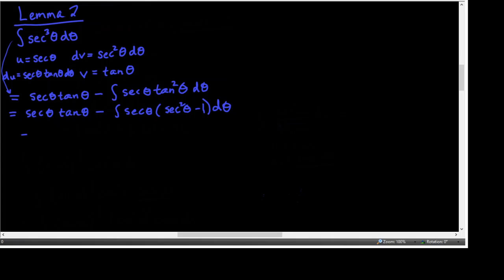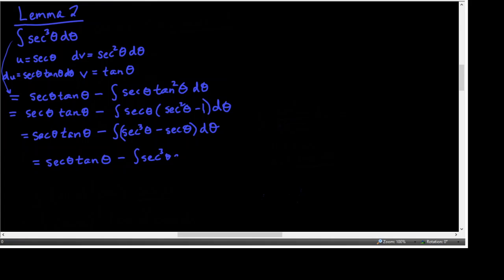And that's equal to secant of theta tangent of theta minus the integral of secant cubed theta minus secant of theta d theta, which is equal to secant of theta tangent of theta minus the integral of secant cubed theta d theta.